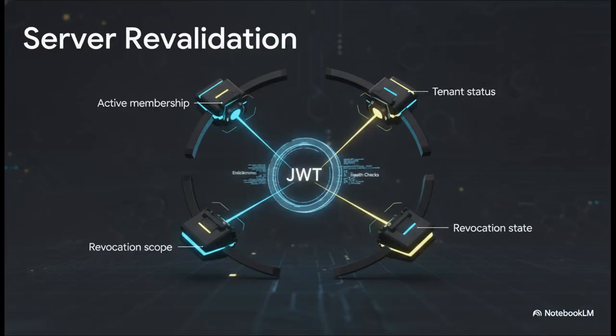Now, relying purely on a JWT's expiry time is actually pretty dangerous. Think about it. A token might be valid for an hour, but an employee could be fired in minute 5. That's exactly why every sensitive request must perform strict server-side revalidation. We aren't just trusting the token, we are checking active membership status, evaluating scoped permissions in real time, checking the revocation state, and validating the underlying health checks and system availability. This ensures that the user's current entitlements match exactly what they are attempting to do at that exact millisecond.